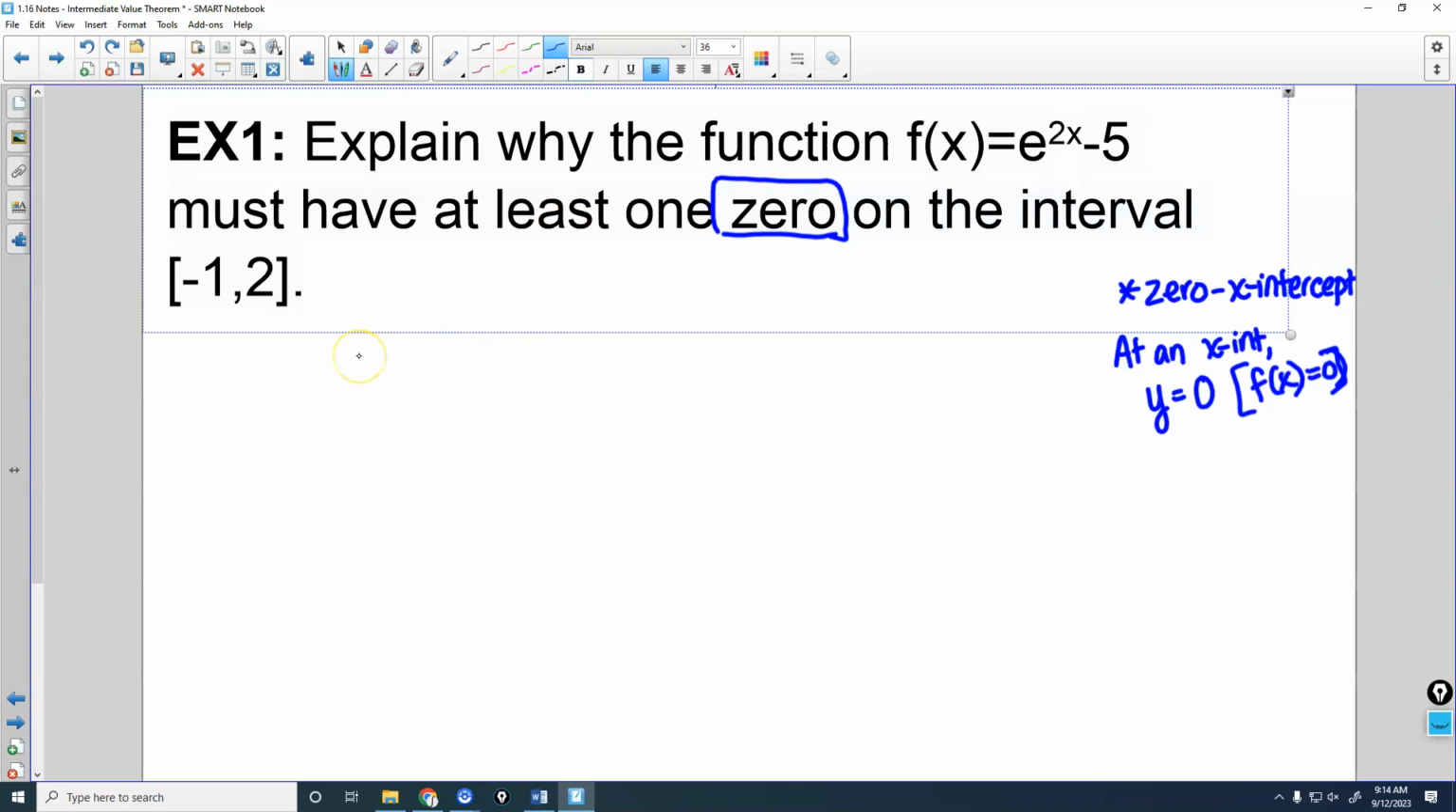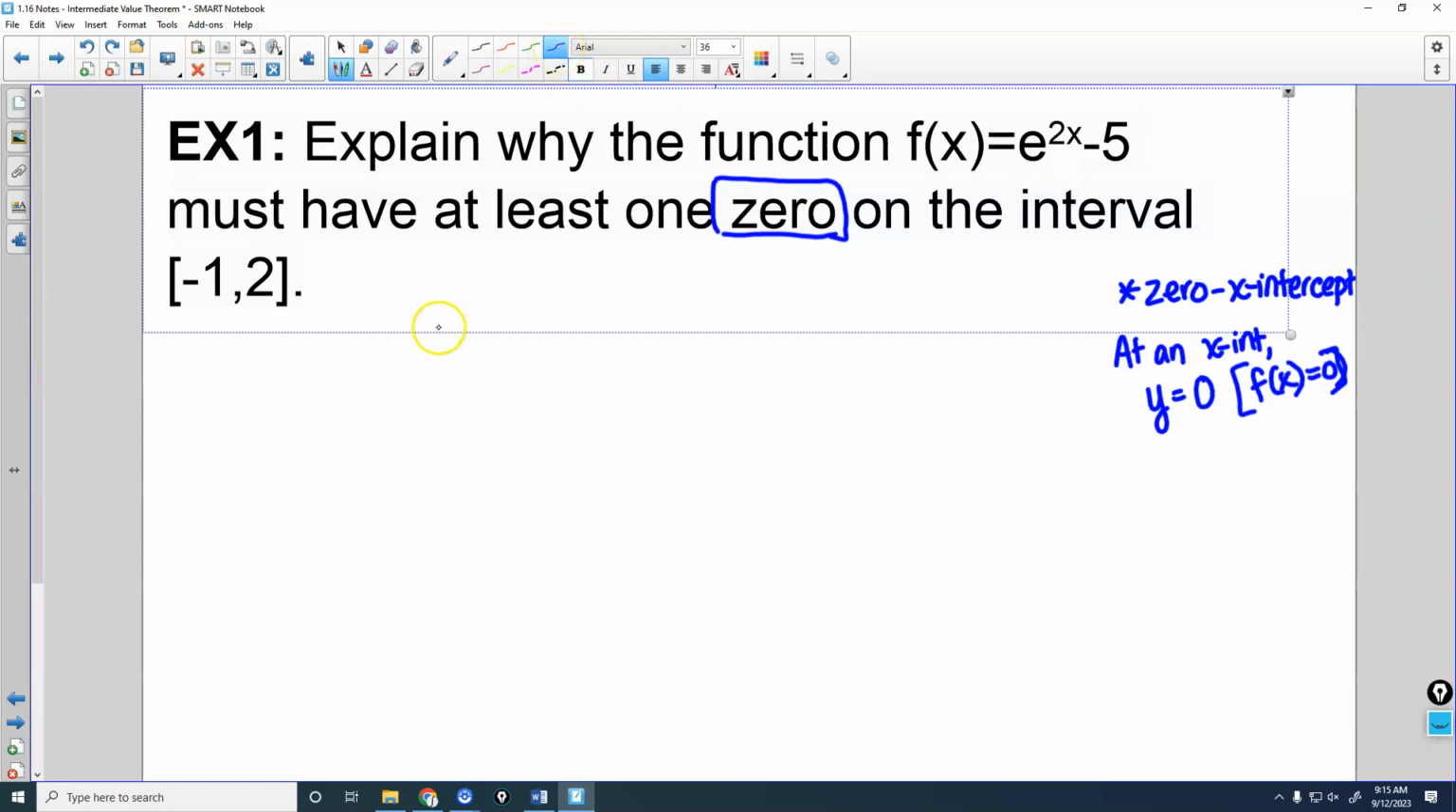So, if I'm looking to see what happens here, first of all, I can only apply the intermediate value theorem if this is a continuous function. Is e to the 2x minus 5 continuous? It's continuous. It's known that exponentials are continuous functions, right? I don't have denominators. I don't have square roots. I don't have natural logs. Those are the things that are going to give us trouble.